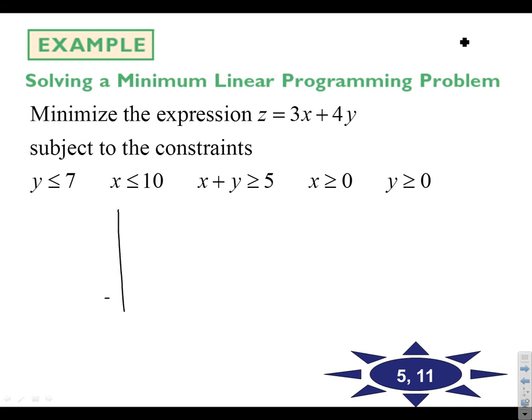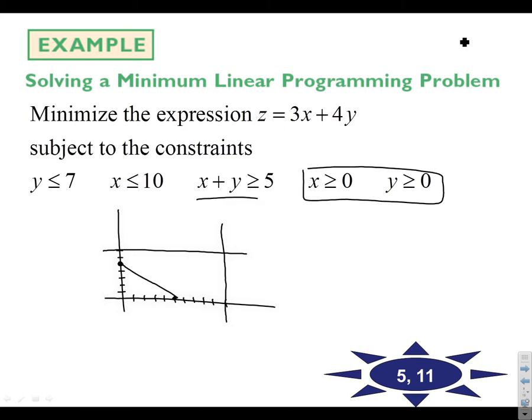All right, so it looks like the biggest x I've got is 10. So 1, 2, 3, 4, 5, 6, 7, 8, 9, 10. And the biggest y I'm going to have is 7. 1, 2, 3, 4, 5, 6, 7. So I'm less than 7. There's 7. I'm less than 10. I am hitting intercepts at 5 and 5 from this equation. And I'm in quadrant 1. That's what those are saying.